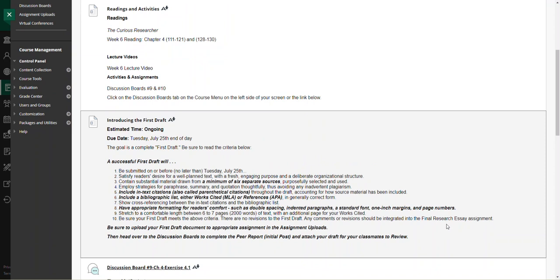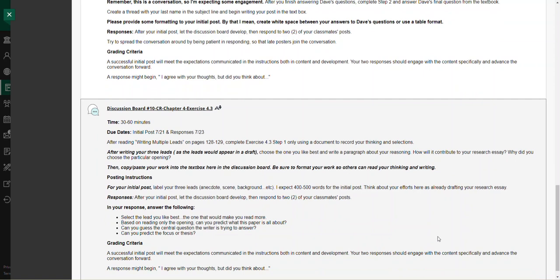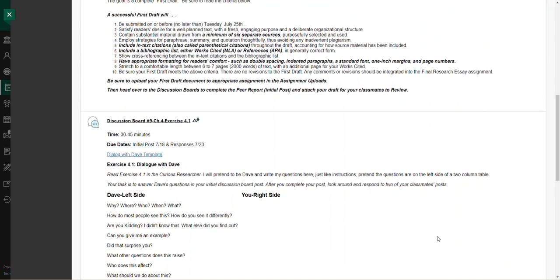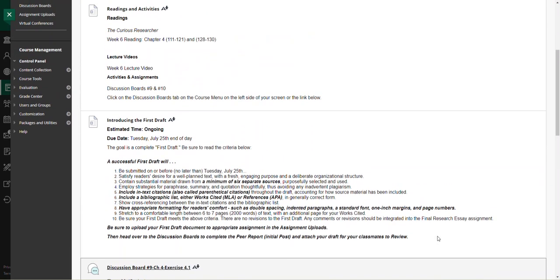One thing I want to point out in the week 6 weekly module is the first draft instructions. Please read these carefully. I have the 10 conditions here, the 10 points of how to put together the first draft. Hopefully the planned activity in dialogue with Dave for discussion board number 9, and also discussion board number 10, the writing the introductions or the openings, or as Ballinger refers to them, the way in, will help you in chapter 4 information to put together a reader-friendly draft.